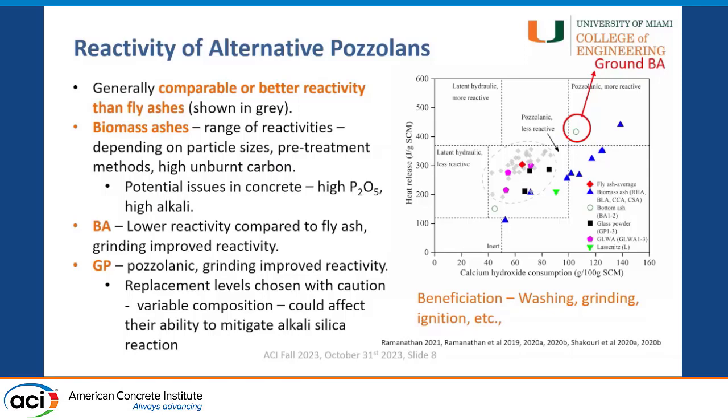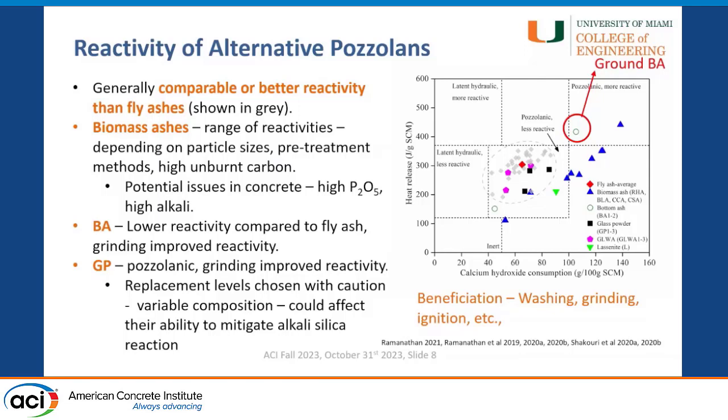The bottom ashes generally have low reactivity compared to fly ash, but when we ground the bottom ash, we actually improved reactivity significantly, as you can see from the dark green hollow circle. So some work has been done on this at Penn State, and they are still continuing the work. And as you can see, glass powders are generally pozzolanic, and grinding them improves the reactivity. I'll be talking about how we process this further in a couple of slides.